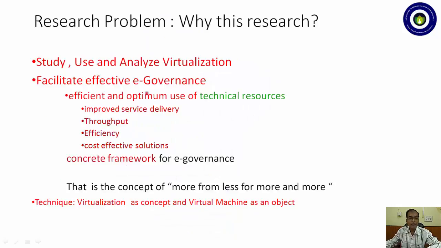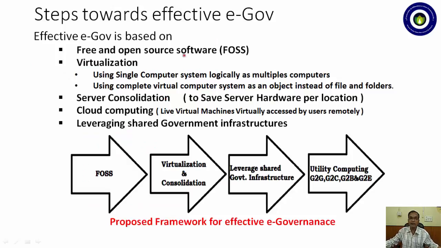E-governance involves the use of electronics and technology to facilitate effective governance. The aim of this research is to study, use, and analyze virtualization, which involves efficient and optimum use of technical resources for improved service delivery, throughput, efficiency, cost-effective solutions, and to provide a concrete framework for e-governance. That is the concept of more from less for more and more. The technique uses virtualization as a concept and the virtual machine as an object.